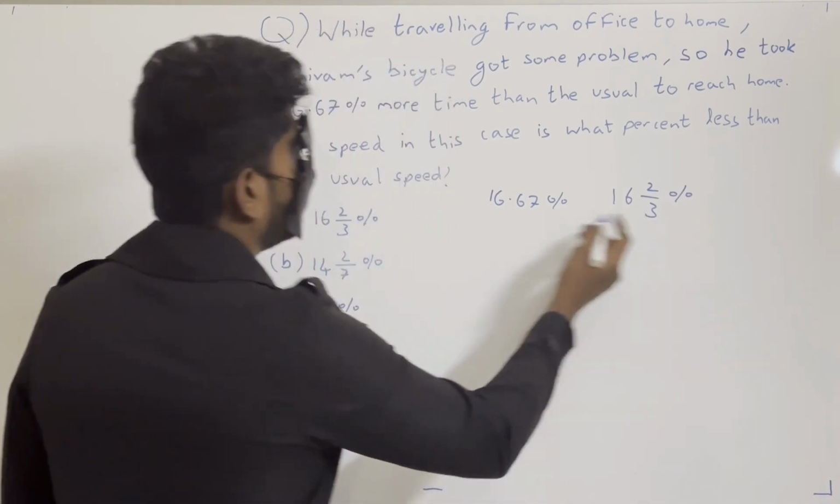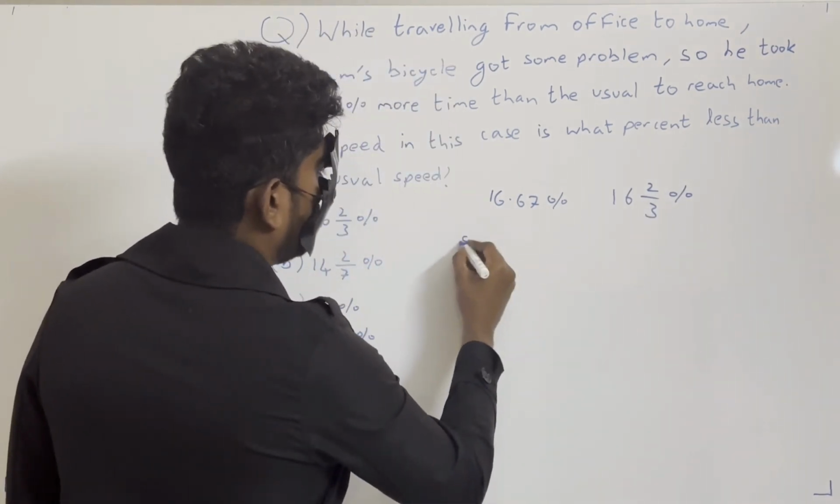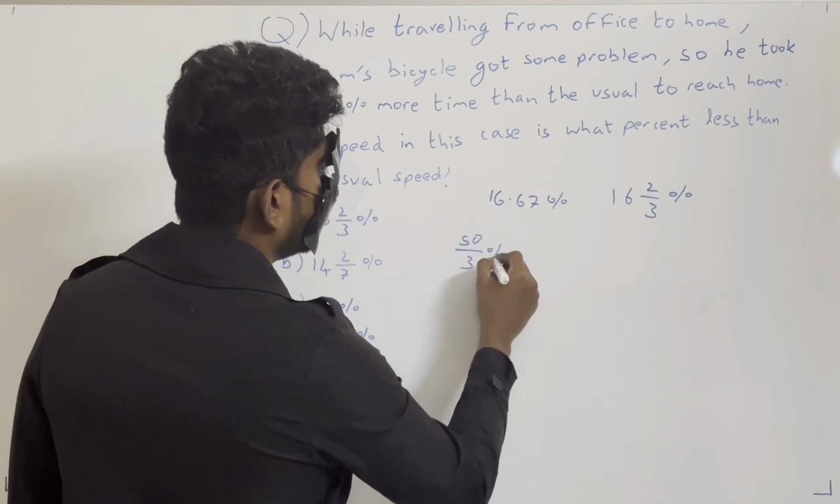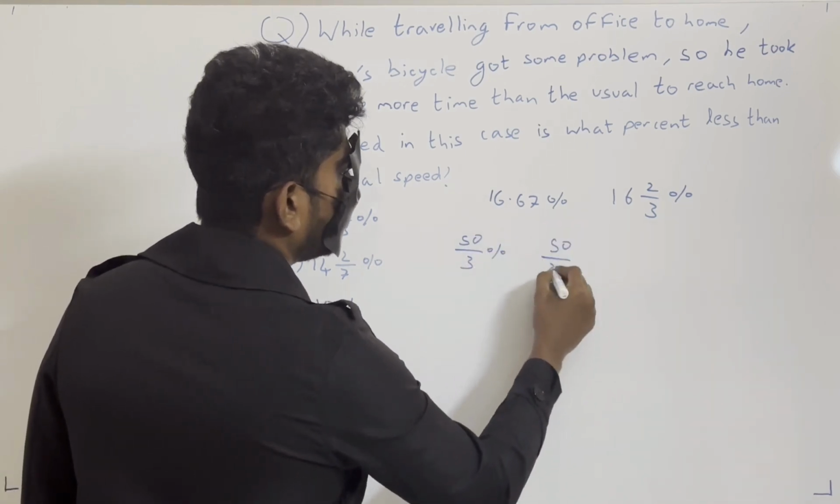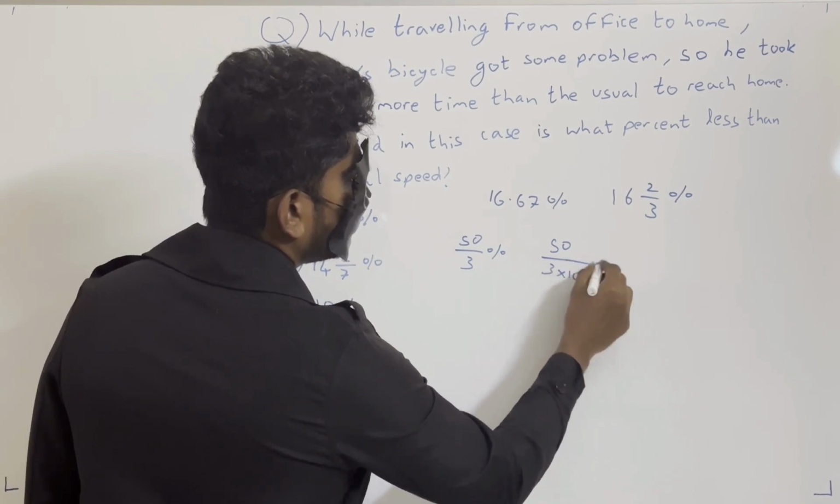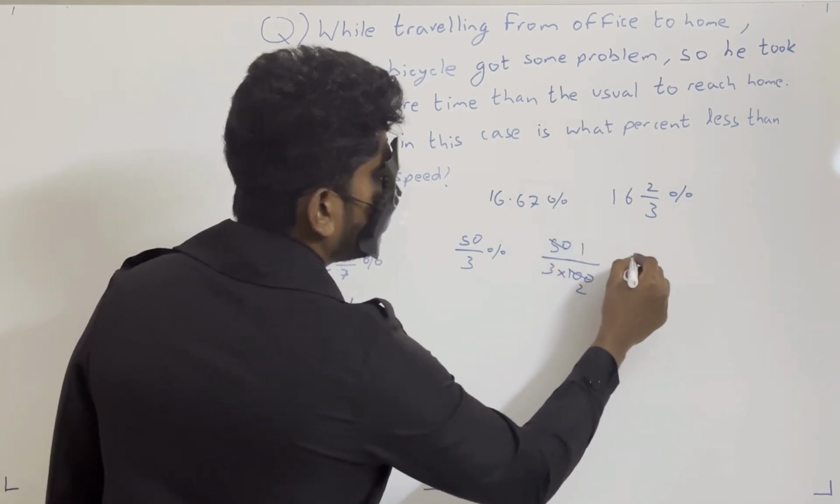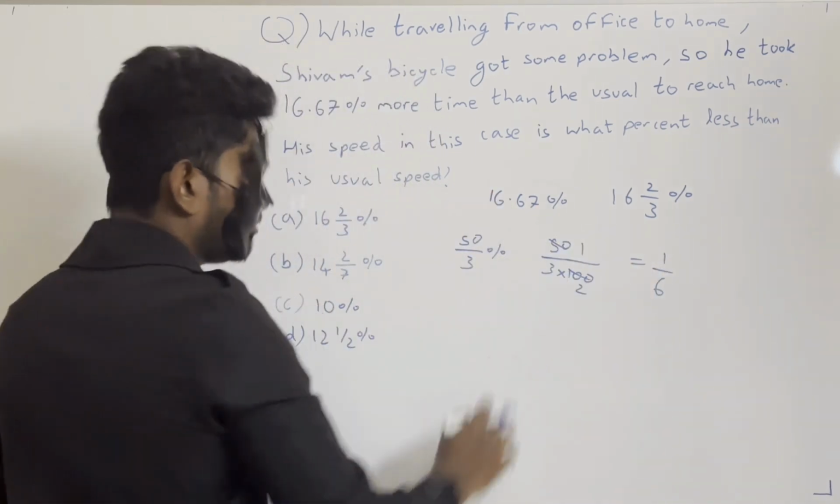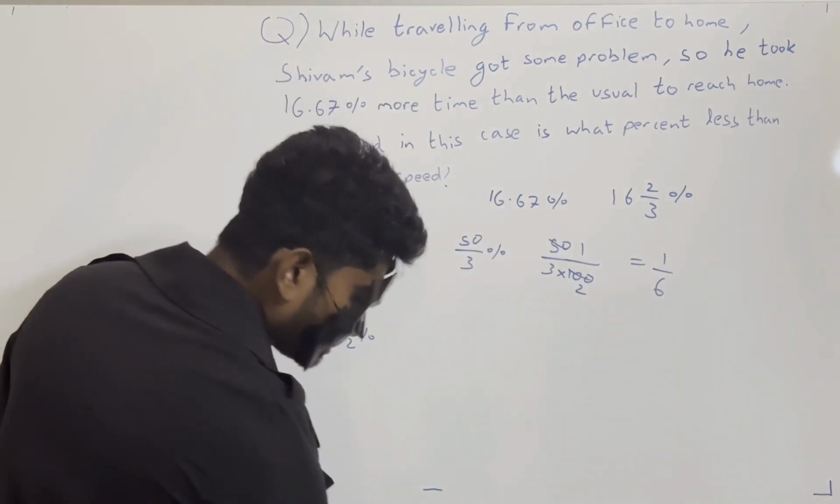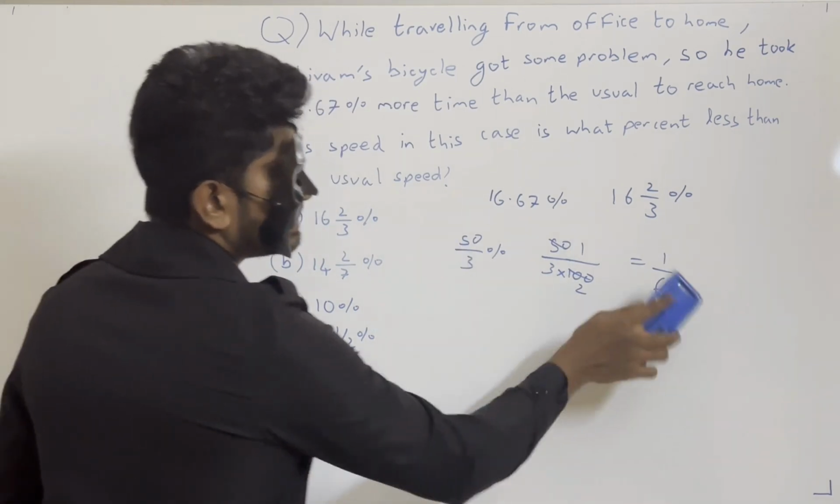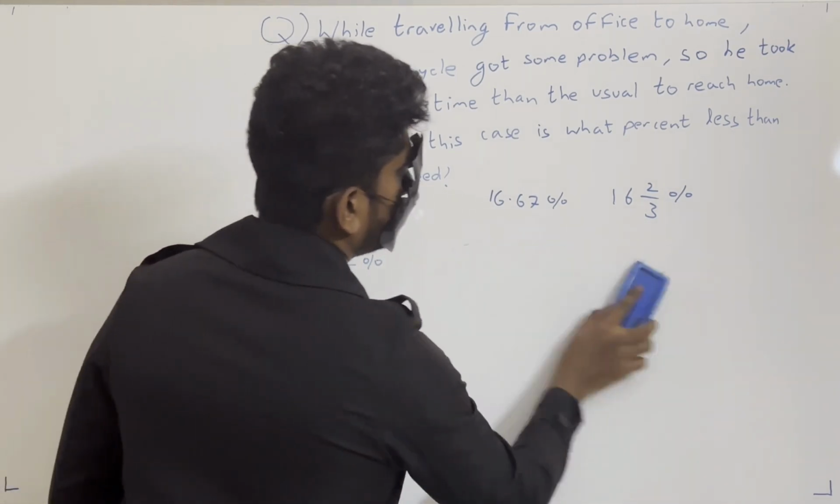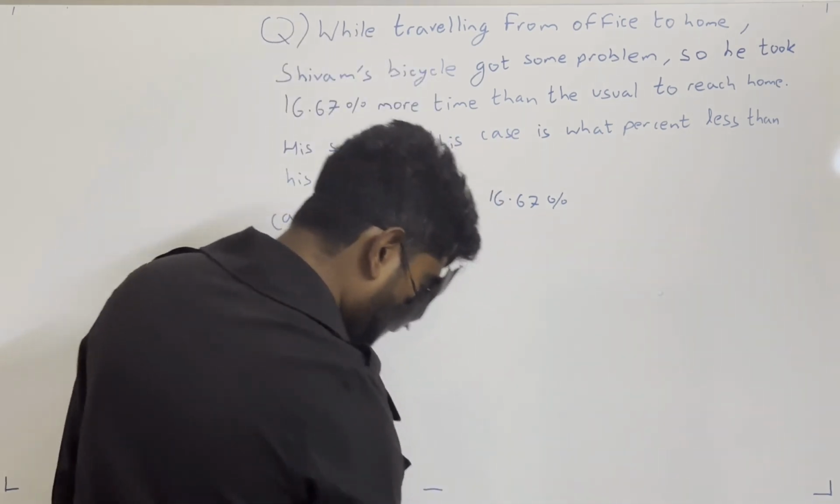This is nothing but 50/3%, right? So this is nothing but 50/3 out of 100. So this will be 1/6. So you need to remember that 16 2/3 percentage is nothing but 1/6, 1/6 of the value.